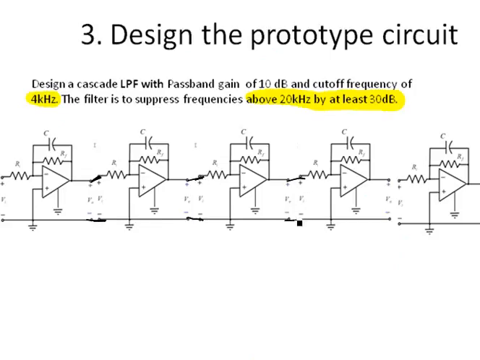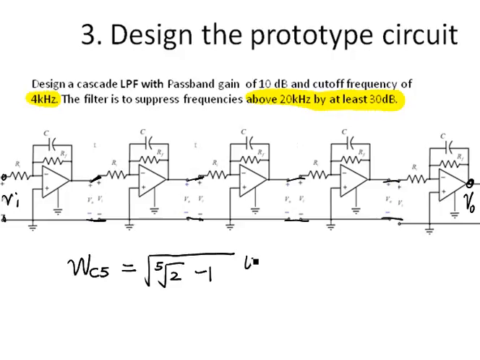So we just connect 5 first order low pass filters to make cascaded identical filters. Here's the output voltage. Here's the input voltage. For the fifth order cascaded low pass filter, the cutoff frequency ωC5 should be the square root of the fifth root of 2 minus 1 multiplied by ωC1. Here, ωC1 is the cutoff frequency of the first order circuit.